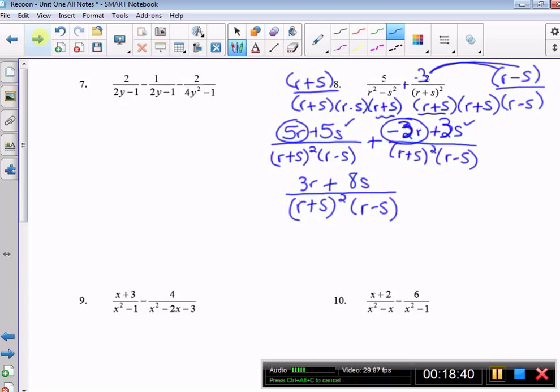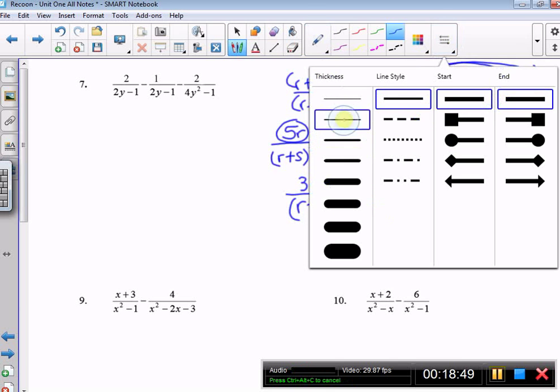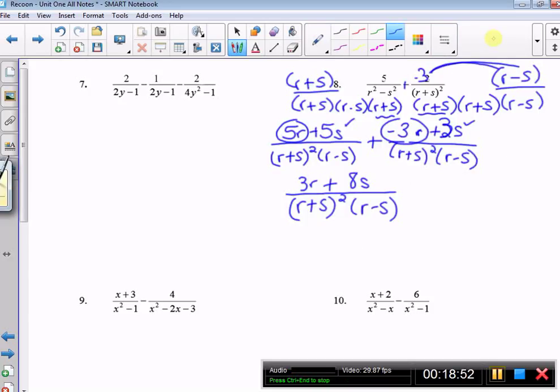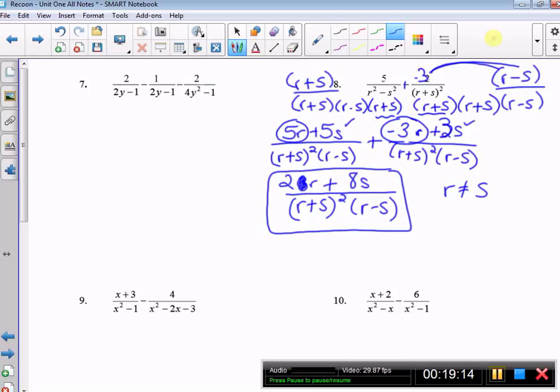I have a mistake, so hold on a second and let me erase that and correct that, because that affects this down here. This is wrong. 5 minus 3 would be 2r plus 8s. Okay, so we're human, we make mistakes, sorry about that. Now, you could factor out a 2 in the numerator, but it's not going to simplify the denominator, so there you go. And r cannot equal s because of the r minus s.